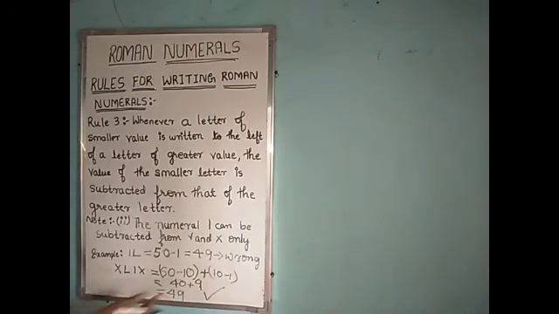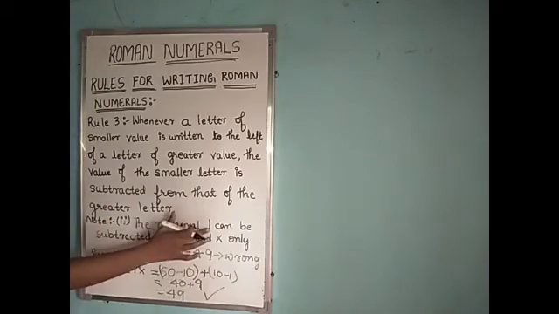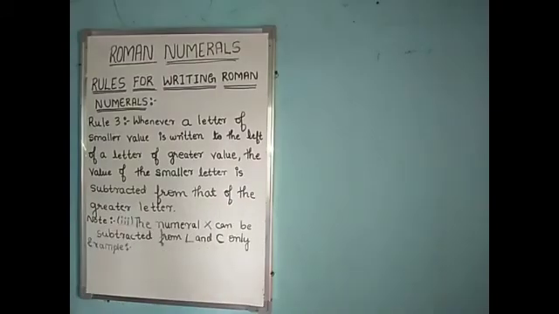We can write 49 as XLIX in Roman numerals. So it is the second condition. The numeral I can be subtracted from V and X only. Remember that. Let's learn the third rule. The numeral X can be subtracted from L and C only.